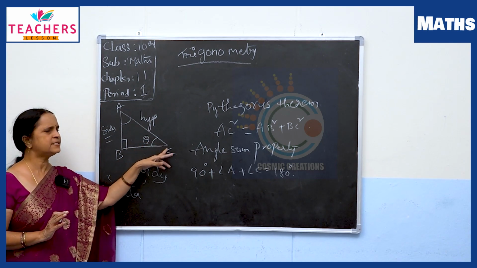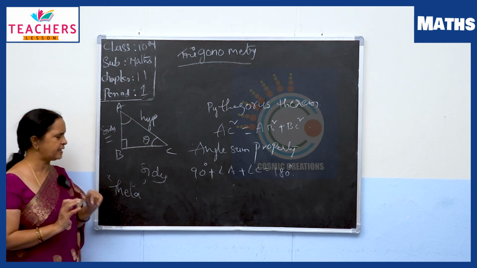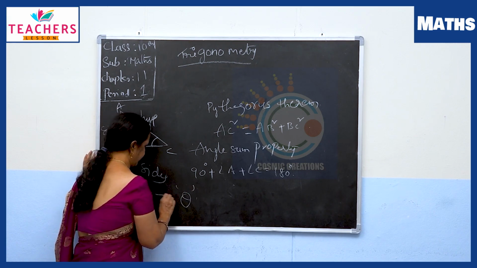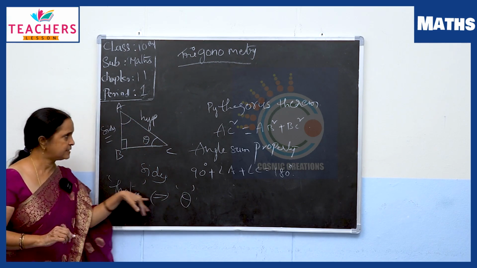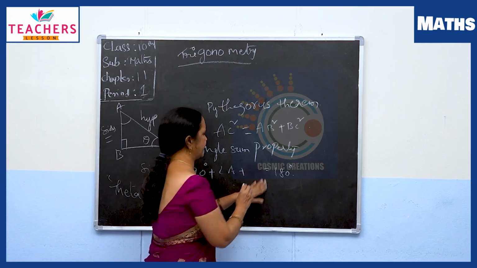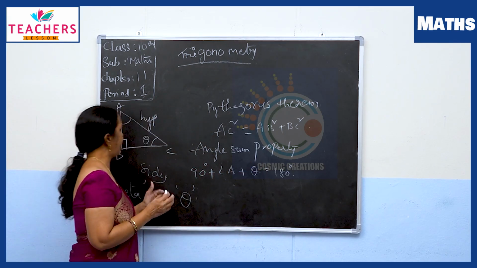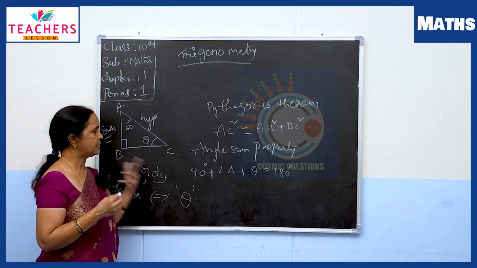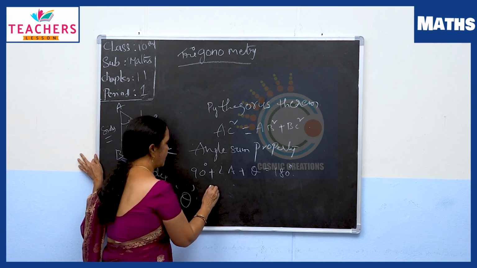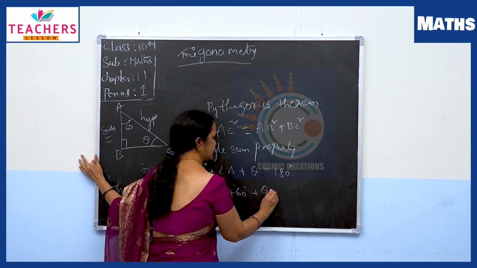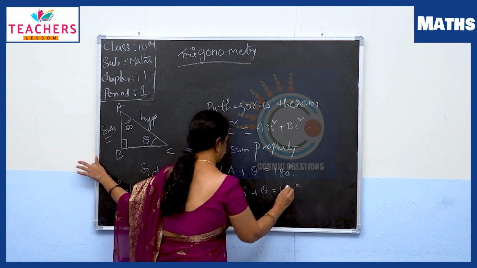Inclined angle at C. This is called theta and is referred to with the symbol theta. Here, instead of C, you can write theta. If I had given angle A as 60 degrees, then you can find theta. How? 90 plus 60 plus theta is equal to 180 degrees.